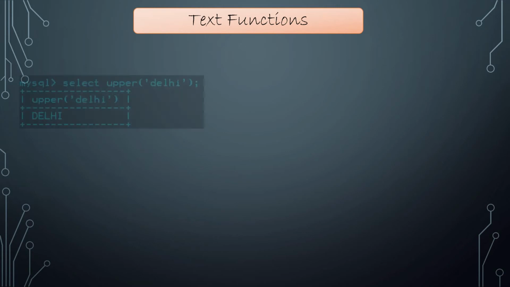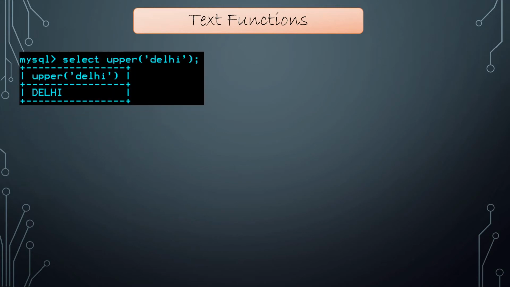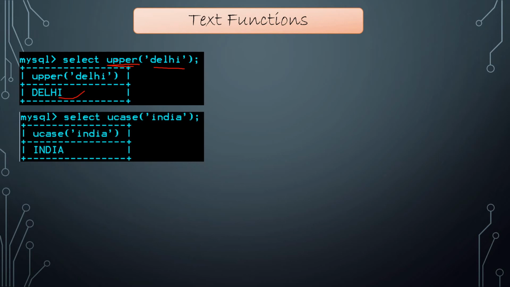So our first function is upper. Upper means to convert any lowercase alphabet into uppercase, any small letters into capital letters. So we just write upper and then your string, whatever you want to change. Simply select upper, your string, that is Delhi, and you can see here we are receiving Delhi completely in uppercase. If we don't want to use upper, we have another function for doing it, that is UCASE. So upper or UCASE, both are used to convert small letters into capital letters.